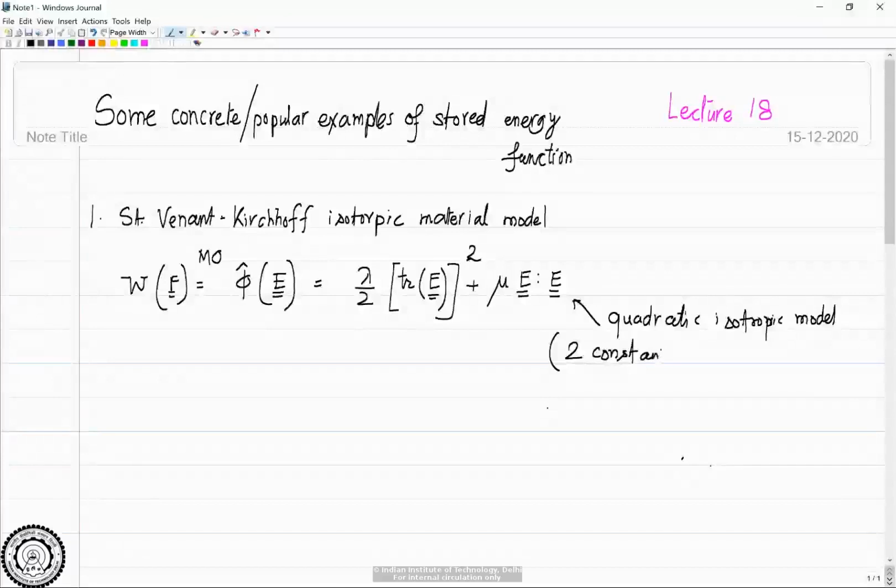Okay, sir. Yeah, two constants lambda and mu, which are also called Lame's constants. So this is not derived from anywhere. This is just some proposition. And this is the most general form of quadratic isotropic energy.